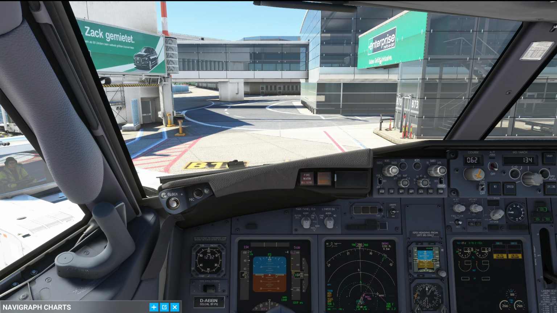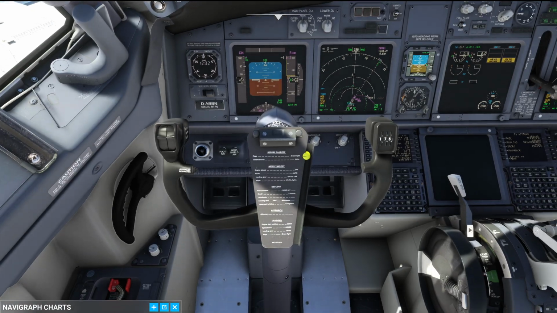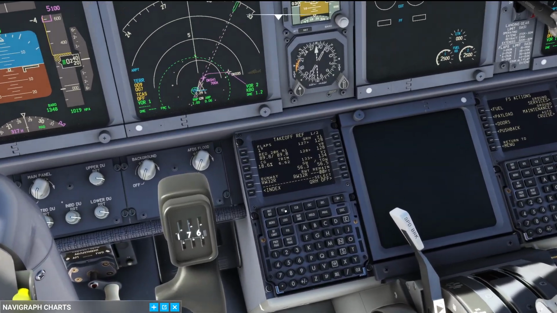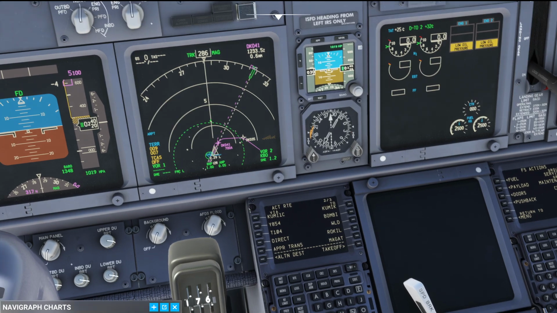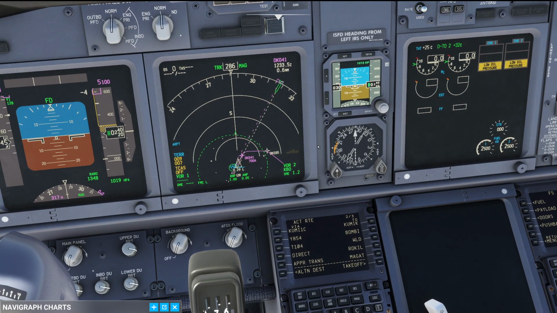5,000 feet, squawk 1234. Now, let's have a look at what this clearance actually means. So, he cleared us for the Kumik 1 Charlie departure. We check that we have that in the FMC. So in the 737 route page, next page, Kumik 1 Charlie. Then he said flight planned route. That means that we are cleared to fly along the routing that we have filed all the way to the last waypoint. So we are cleared to proceed on the route that we have filed.